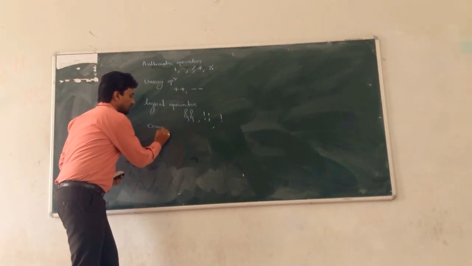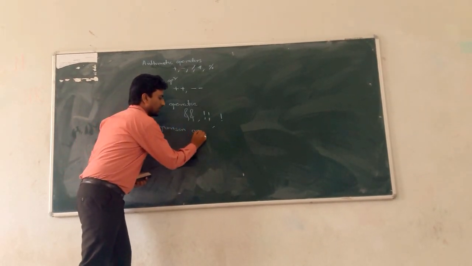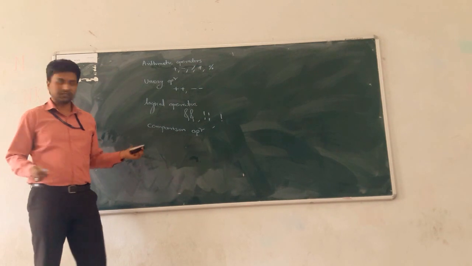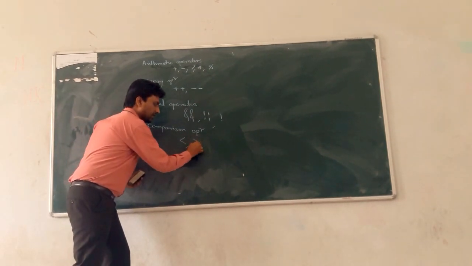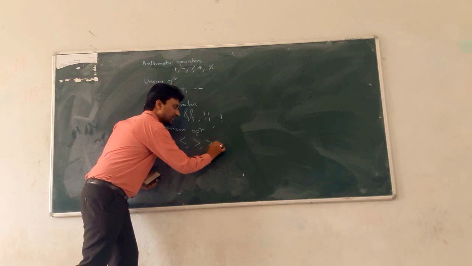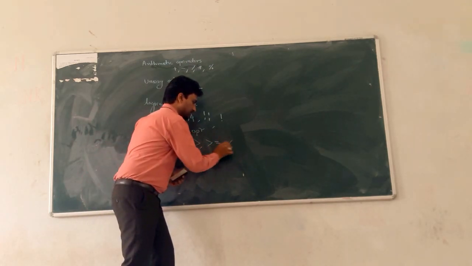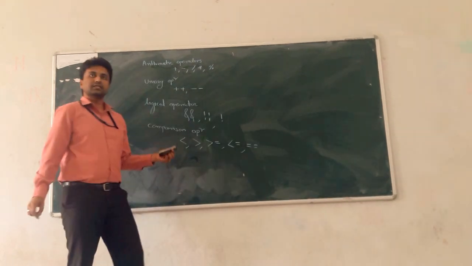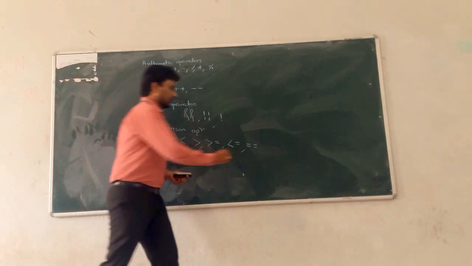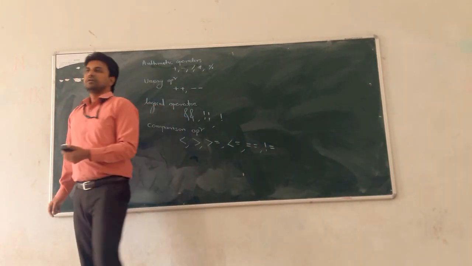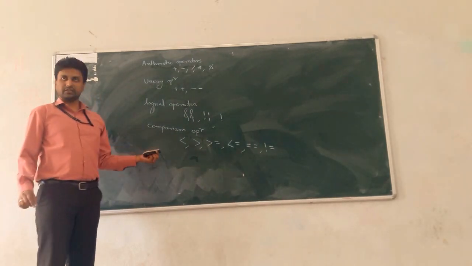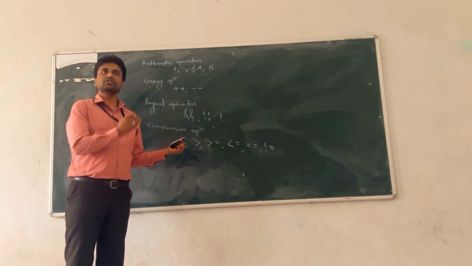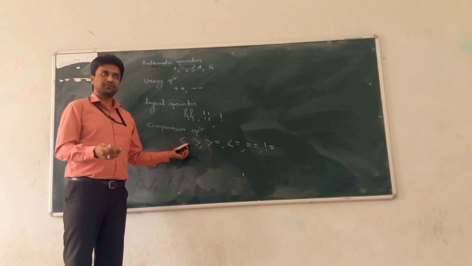After that, comparison operator. We can compare two operands using the comparison operators. These are less than, greater than, less than or equal to, greater than or equal to, equal to, and also not equal to. Clear? These are the comparison operators. What is the working or what is the use of the comparison operator? What it returns, we will see later on.